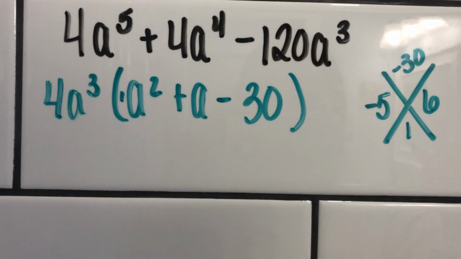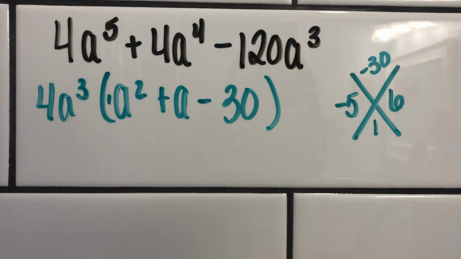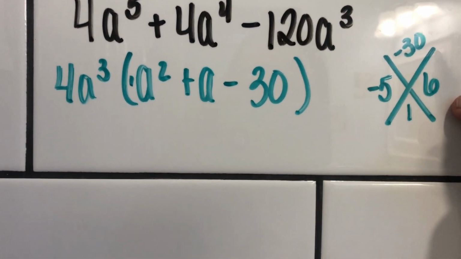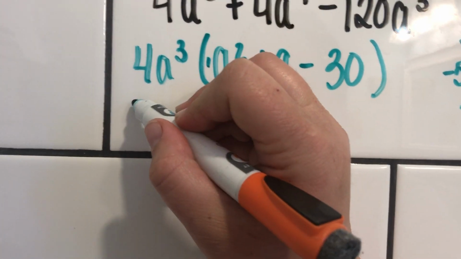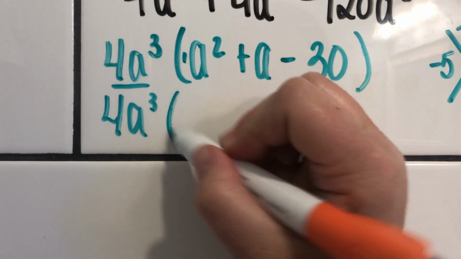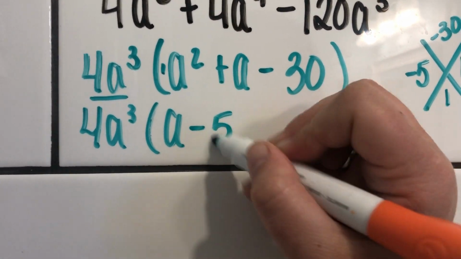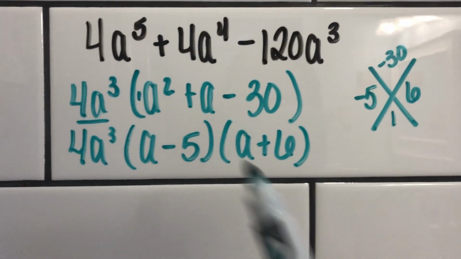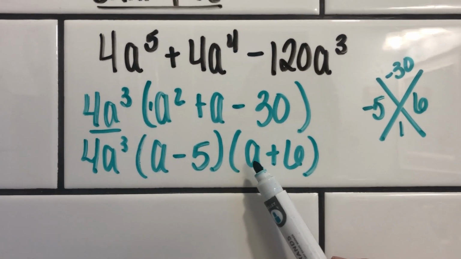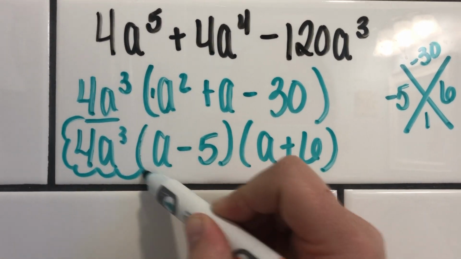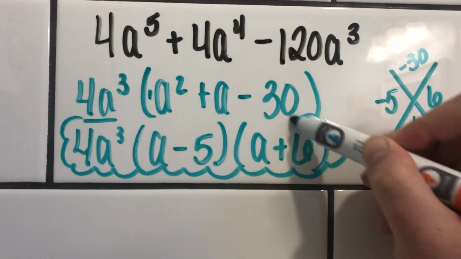I'm not going to spend too much time on that because you guys have already spent a lot of time on it. So I can go ahead and put -5 and 6 in my binomials. You're not going to forget about this part out front. This is that new part of today. And I have A minus 5 and A plus 6. And now this polynomial is factored completely. It is completely simplified. You would be done with this, and we're including that 4A cubed in our answer.